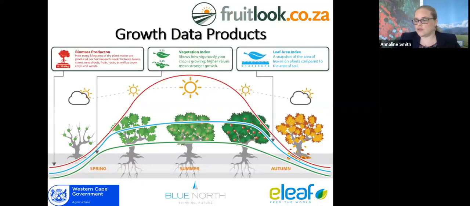Let's quickly look at all the different data sets that we have. The first one is what we call the growth data products, and we start with biomass production. That is measured in kilograms per hectare per week. You'll see it's depicted here by this red line. How we calculate that is it calculates all the growth that took place that week. So it's not total biomass, it is what has been produced that specific week.